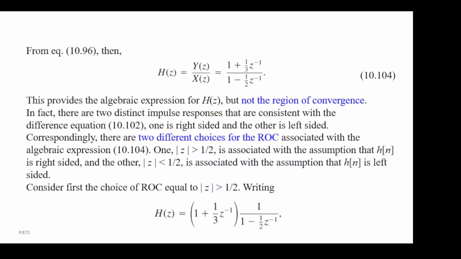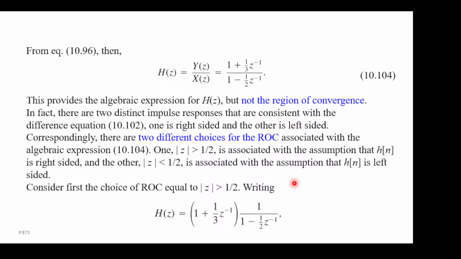Okay, so as we say here, there are two possible ROCs because there is a pole at z equal to -2, z at 1/2. So one ROC is z bigger than 1/2, and another ROC is z less than 1/2. And let's just try to solve both of them.